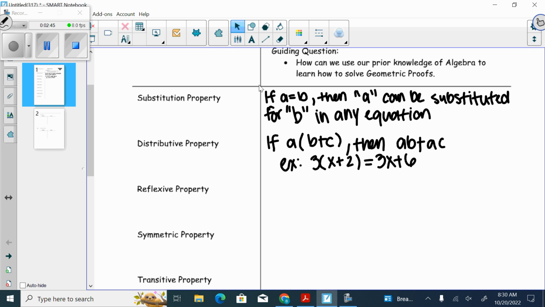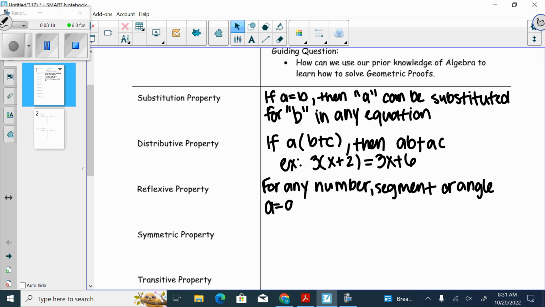Okay. Our next property is what we call the reflexive property. Okay, and this says for any number, segment or angle, so this will work for our algebraic proofs as well as our geometric proofs. If you have something, maybe it's just a variable, right, just a number, A is equal to A, so it equals itself, basically.